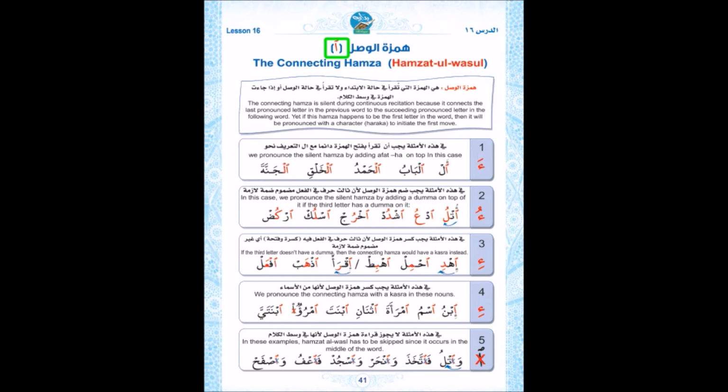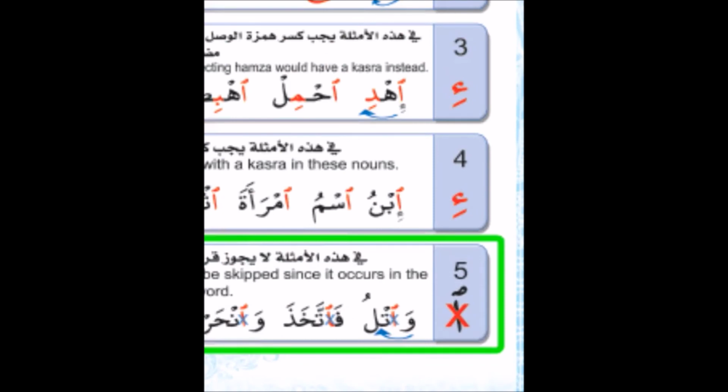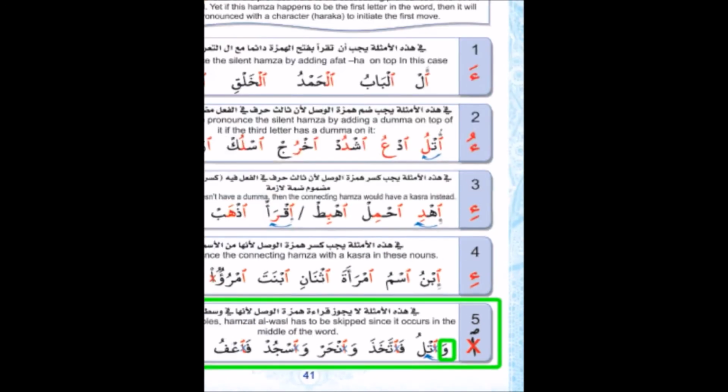The most common rule is the skipping. It's very important for the student to identify and differentiate between this Hamza and Sukun or another Hamza, because it's very different and has different rules. We've used the X to show that you skip and you go straight from the first letter to the third letter when the Hamzatul Wasl is in the middle of a word.